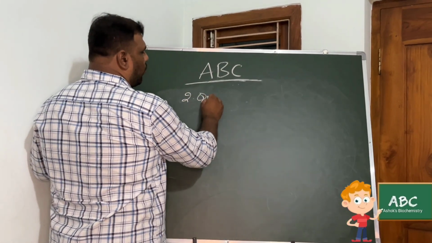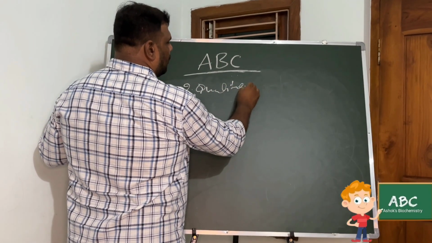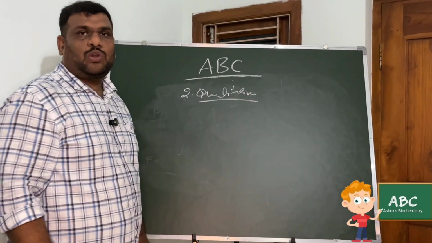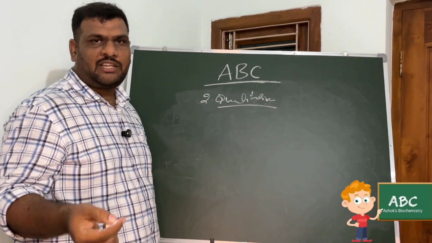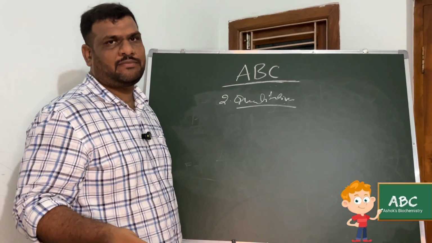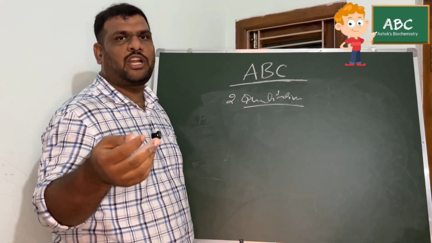Second one, quantitative. The name itself indicates quantity, how much amount is present. You're going to identify the unknown quantity. So whatever the test you got, that quantity you're going to tell.